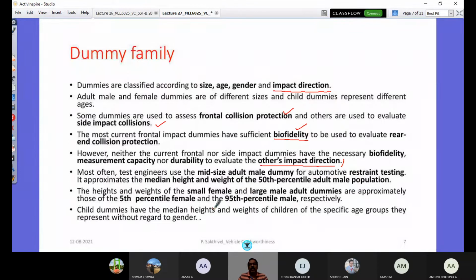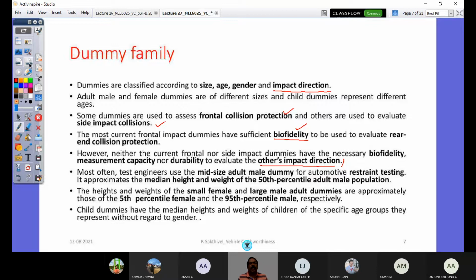Child dummies have the median heights and weights of children of a specific age group, and they represent them without regard to gender. So again, you can carefully look at it: the child dummies do not have a gender difference. The dummies represent both boy child and girl child.